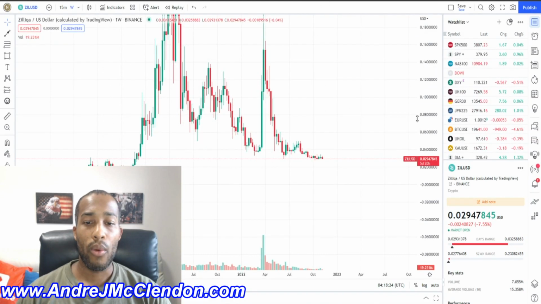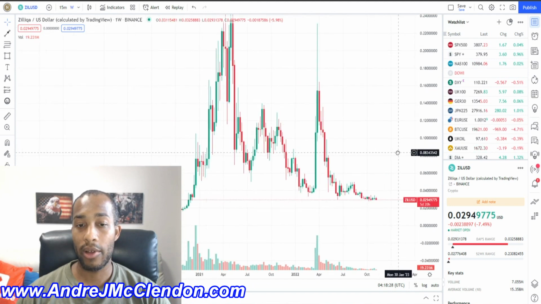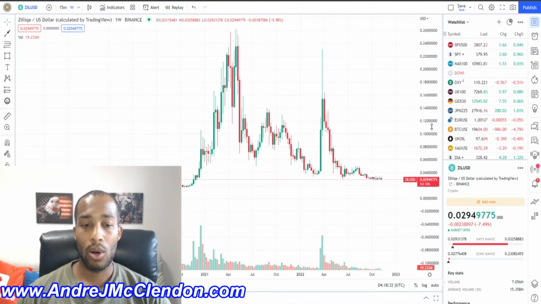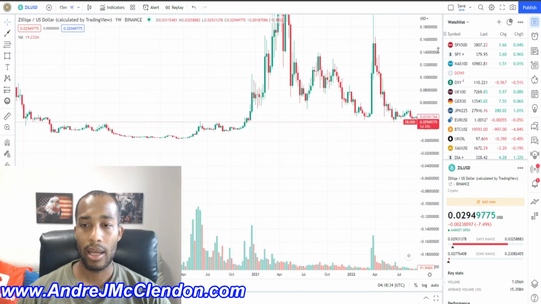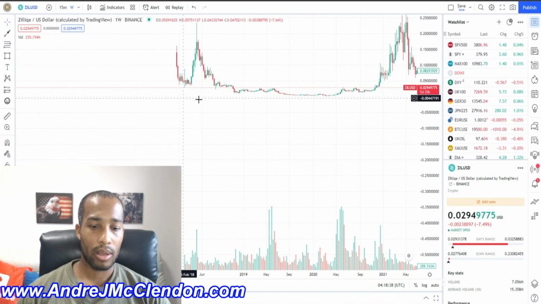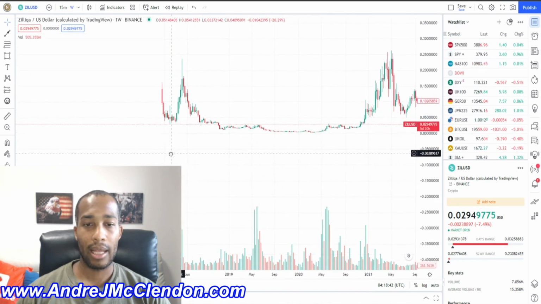Now, we are looking at the weekly, and the weekly is one of my favorite time frames to trade off of, and it's also basically planned and set up. When you look at the whole lifespan of Zilliqa, you can see that this thing has been around for a pretty long time, since 2018, and since 2018 it had a lot of growth.